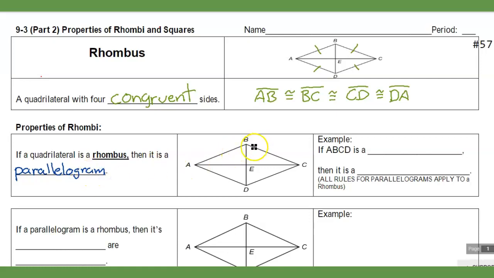Okay. Meaning we still have parallel sides. Two sets of parallel sides, right? We do have the diagonals bisected by one another. That is also true. So these are just the properties of a parallelogram. So if it is a rhombus, it is automatically a parallelogram. Don't forget that H in rhombus, by the way.